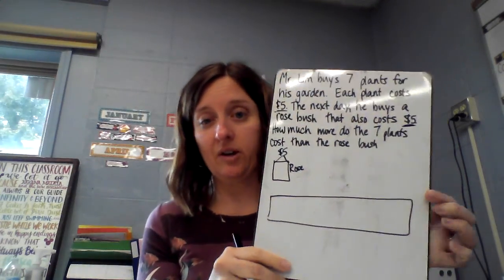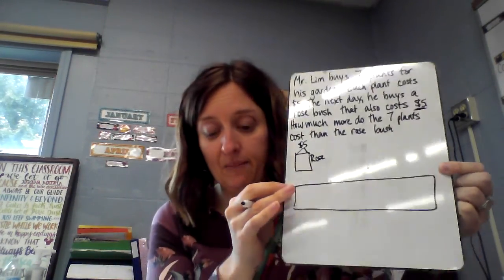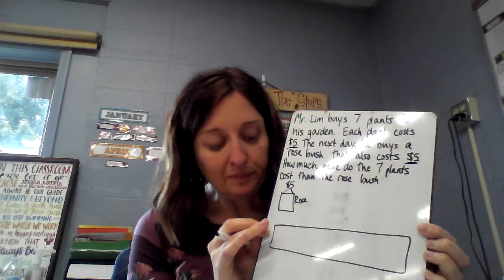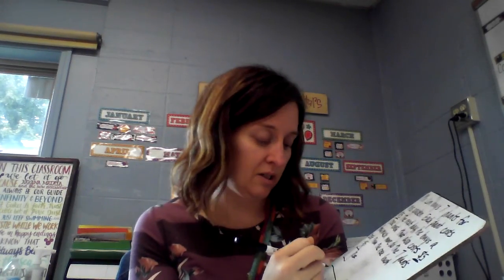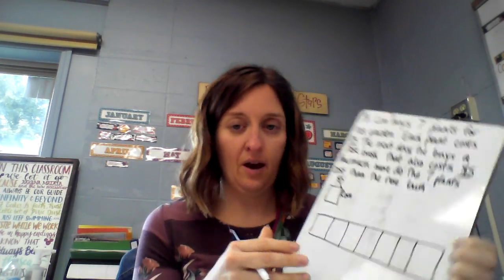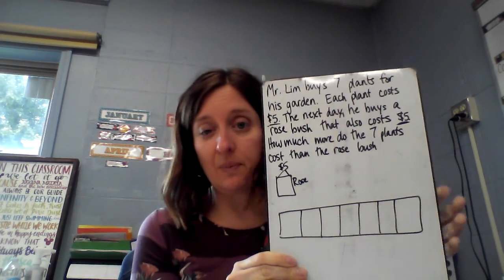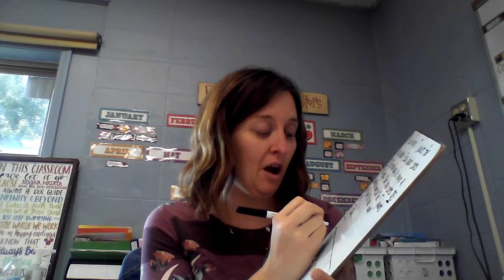So we start with that one. We know that the rose bush is $5. And then we know that we buy, I'm going to take my whole down here. So there's my rose bush. Now here I'm going to take my whole, and I know that I bought 7 plants. So I'm going to divide my whole into 7 parts. Okay. And I know that each one of these parts for the plants is going to be $7.